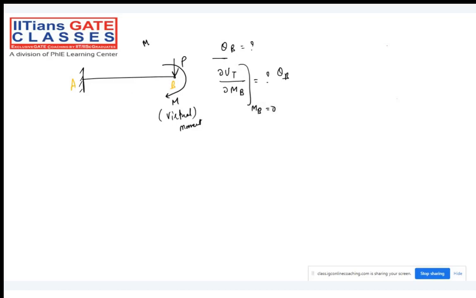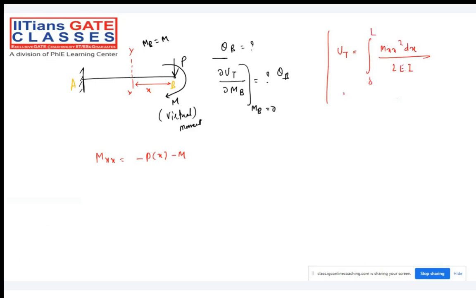Let's see, my dear friend. What is the bending moment? Now you calculate the total bending moment at any particular distance: minus P into x minus M. That is the bending moment. Now, what is the strain energy, my dear friend? Strain energy, we know, is the integral of Mx square dx divided by 2EI from 0 to L. Now, if I differentiate with respect to M, what am I going to get, my dear friend? 2 Mx, dou U by dou M.